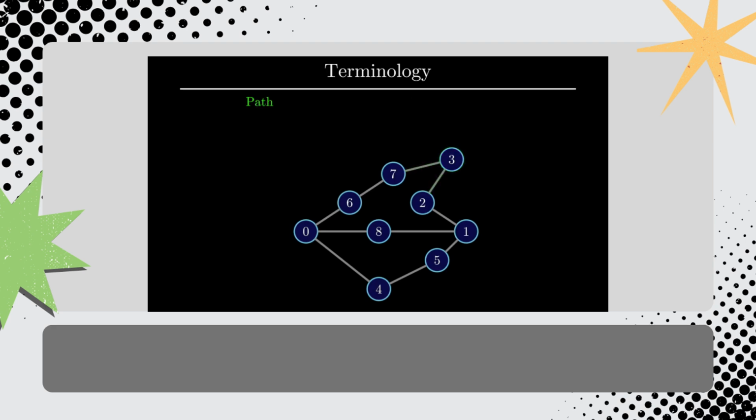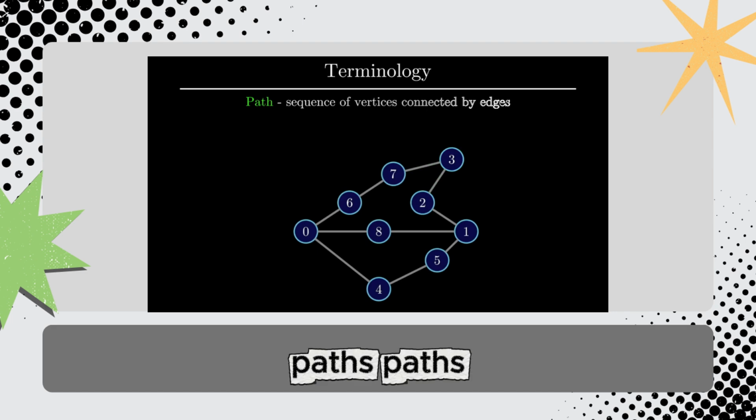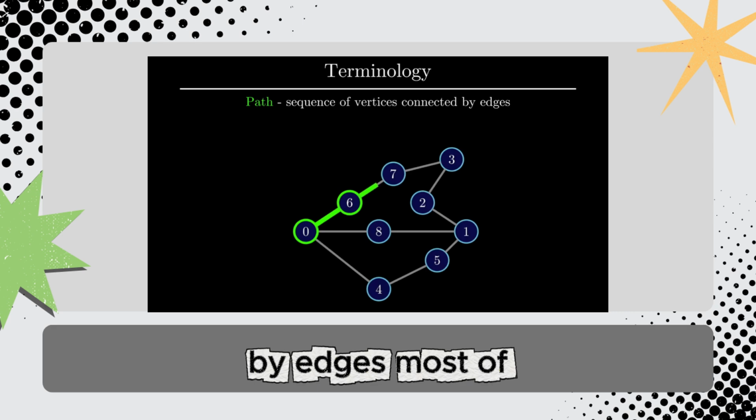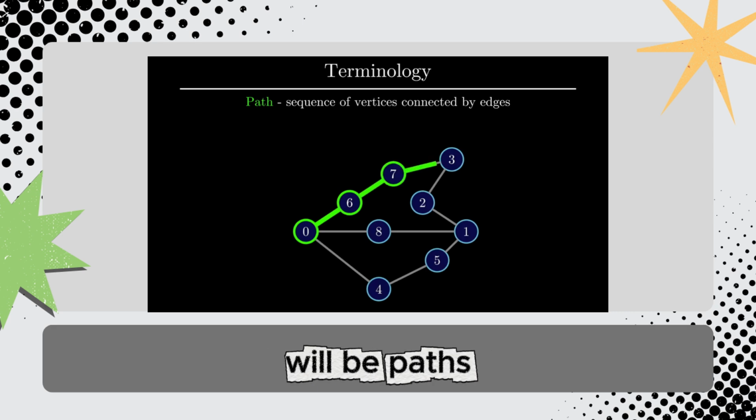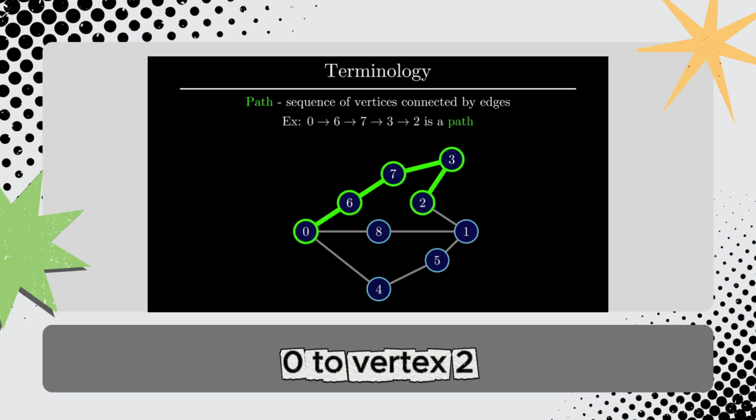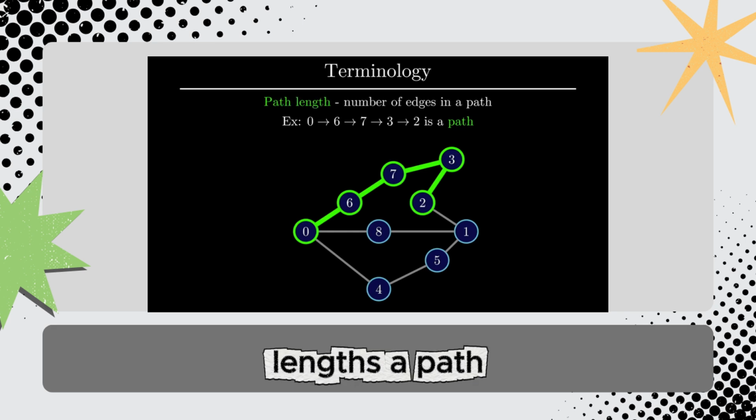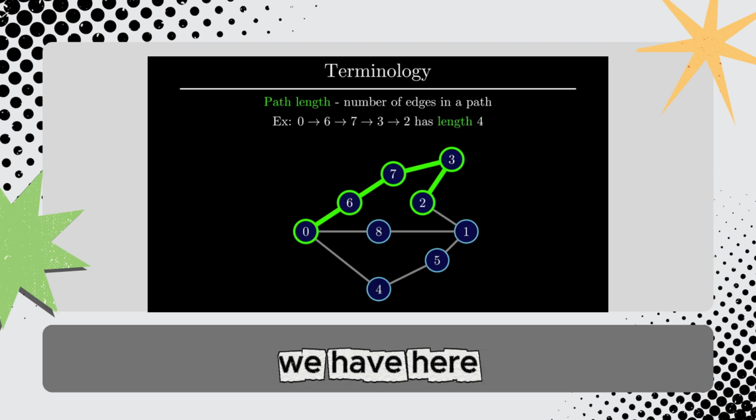Let's now talk about paths. Paths are simply defined as a sequence of vertices connected by edges. Most of the paths that we deal with will be paths with unique vertices. For example, one path from vertex 0 to vertex 2 is shown here, and all vertices in the path only show up once, which is what we will assume most of the time. One feature of paths is that they have respective lengths. A path length is simply defined as the number of edges in a path. In this example, the path length we have here would be 4.